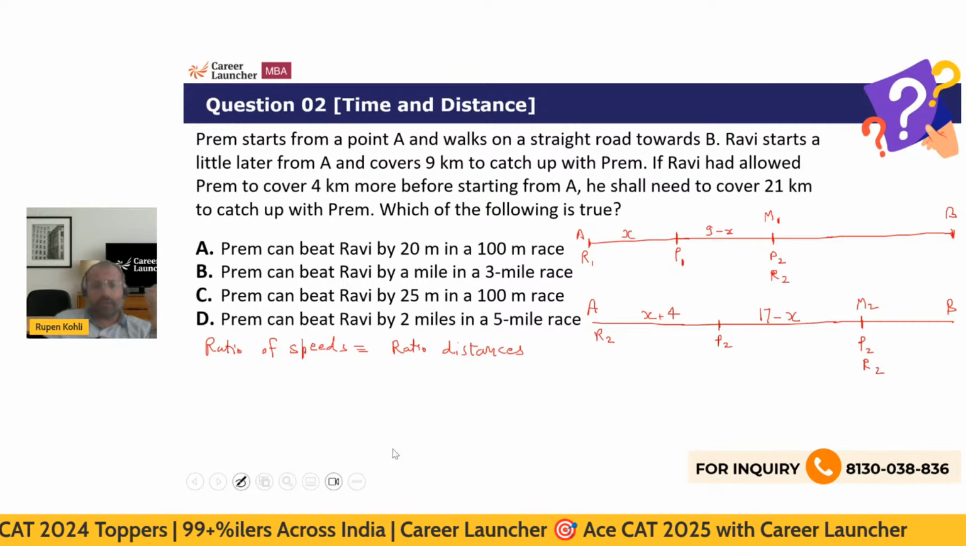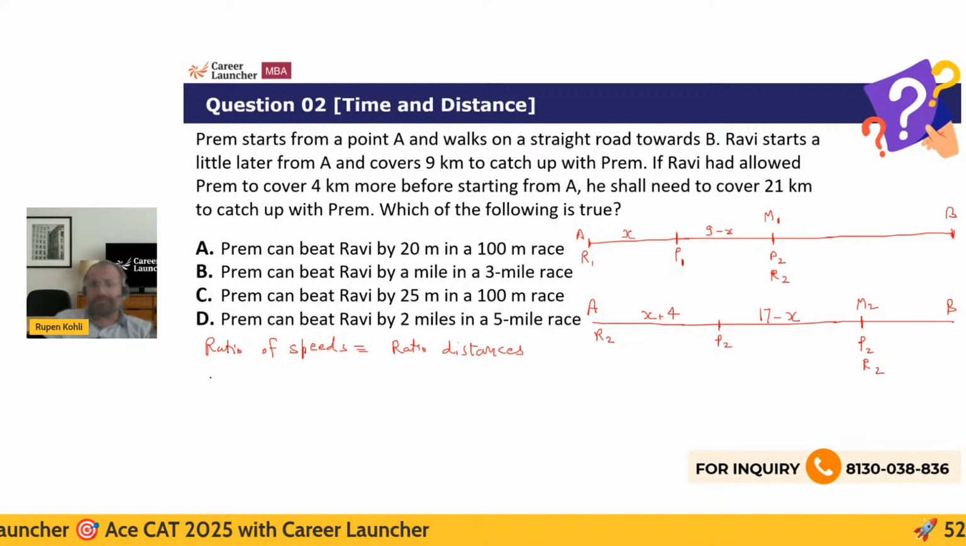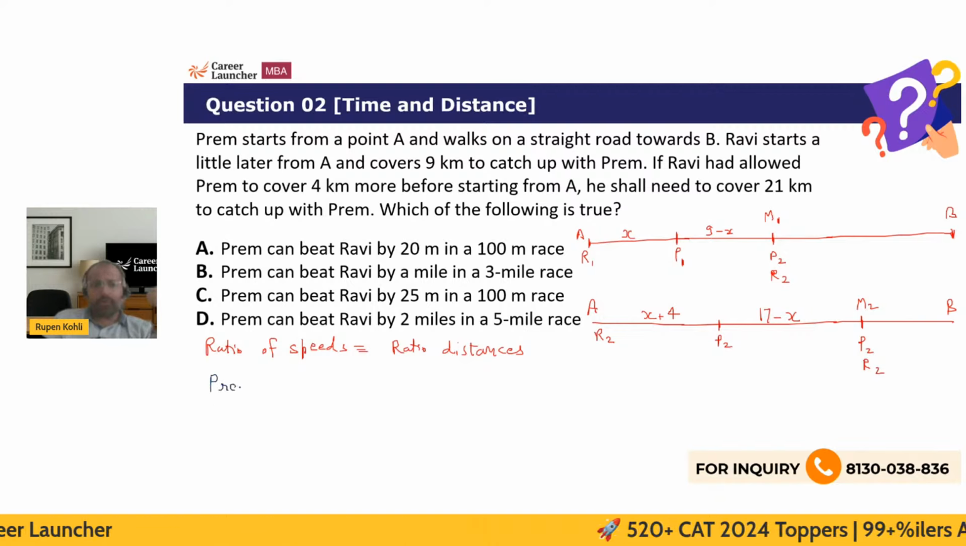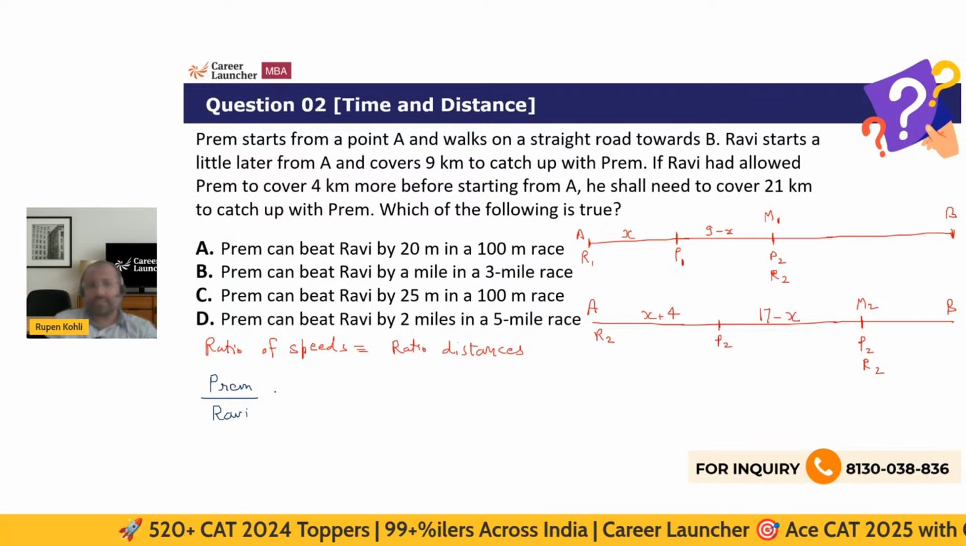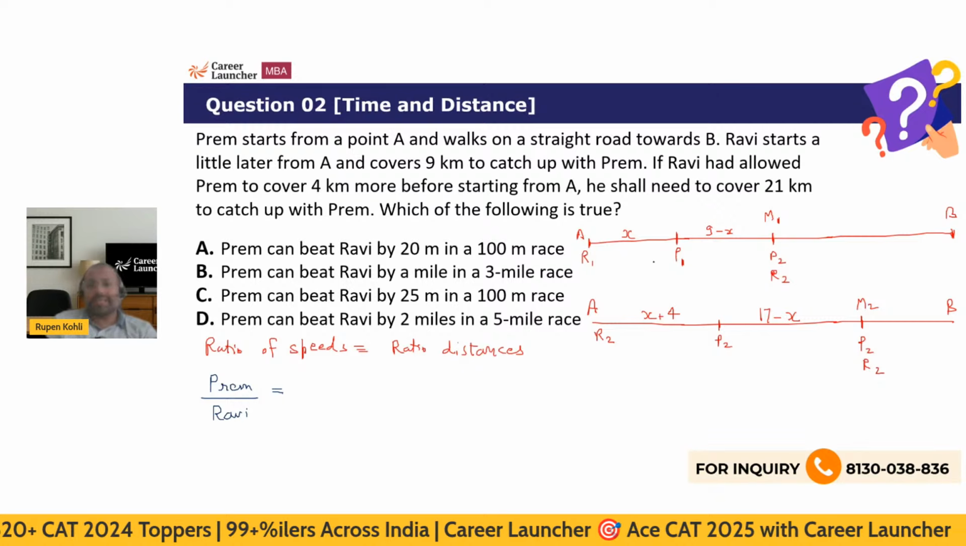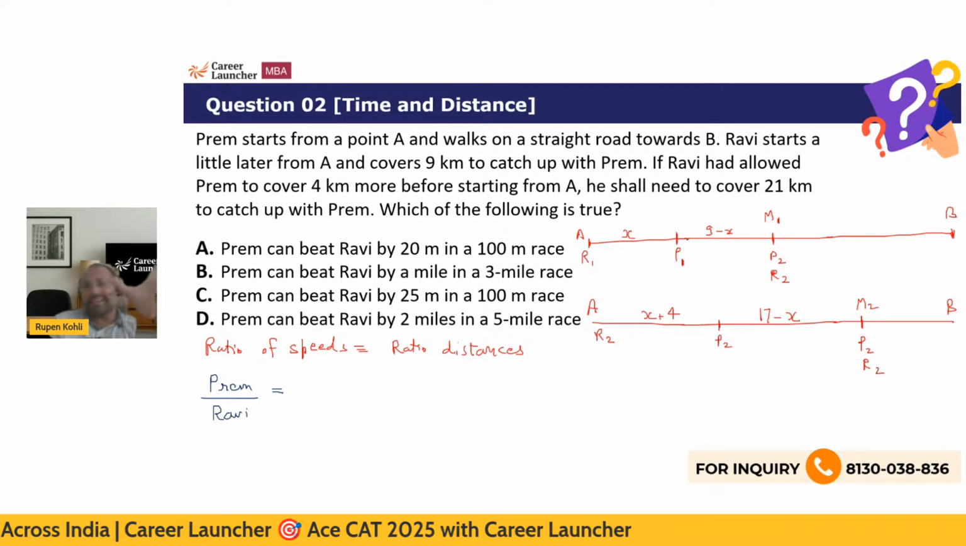So what we can now therefore say is that it looks like Ravi is the faster person, right? So Prem is slower than Ravi. What is the ratio of the speeds? This is the ratio that we are defining in two different ways. In the first context, Prem has been able to cover from P1 to M1, right? When they start together, then we will say the time is constant.